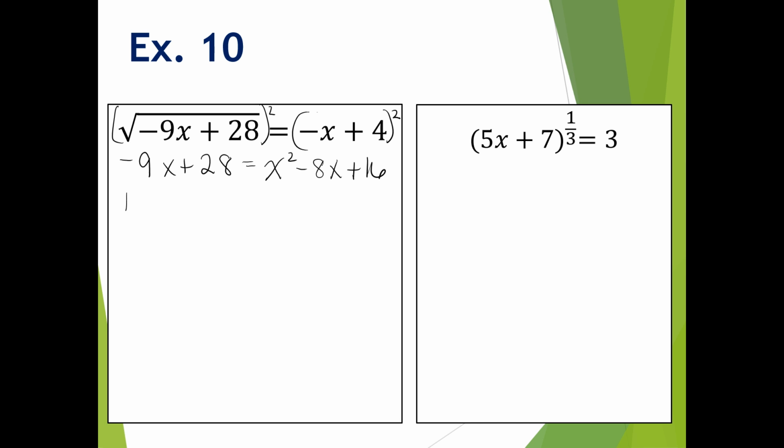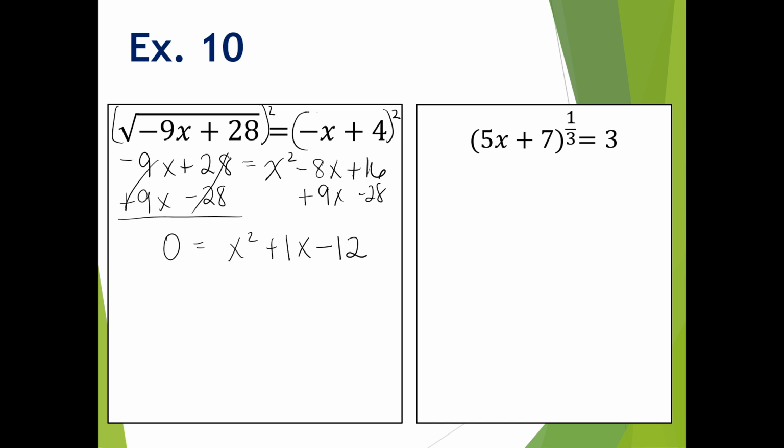Again, we want everything on one side, so we're going to move this 9x and the 28 with its friends on the other side. Okay, so that gives us 0 over here equals x squared plus 1x, or you could just put x there, minus 12. Okay, so now we're looking for two numbers that multiply to be negative 12, add to be 1. And those numbers, hopefully you figured them out, are x plus 4 and x minus 3.